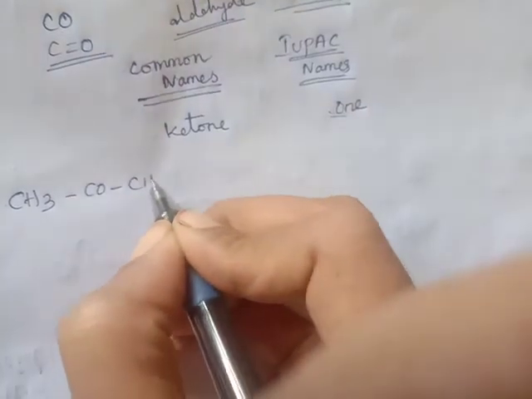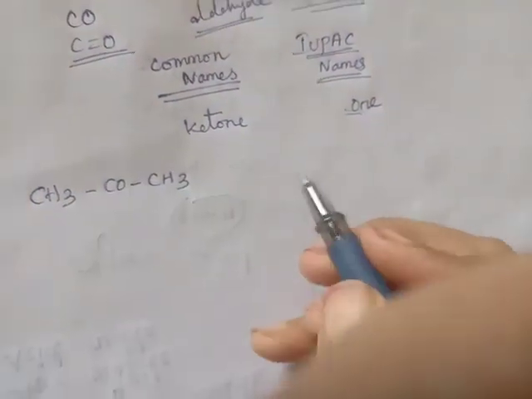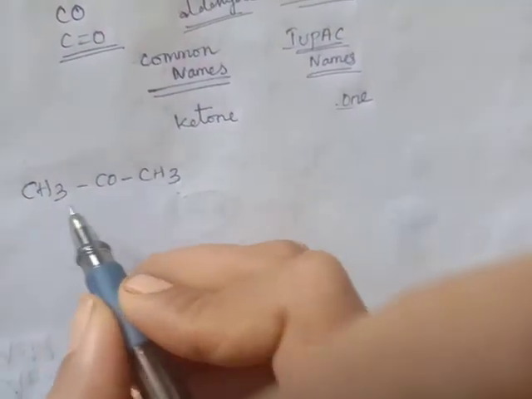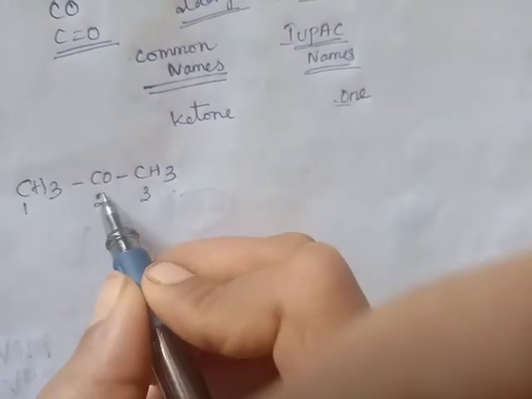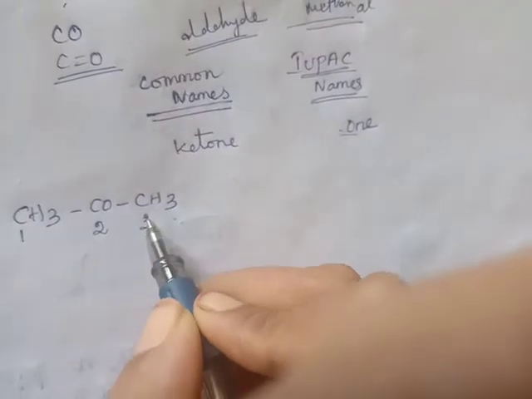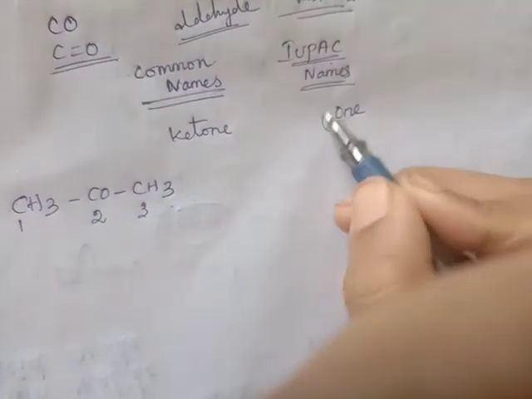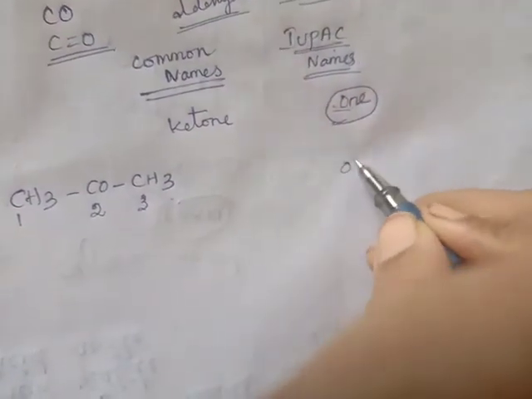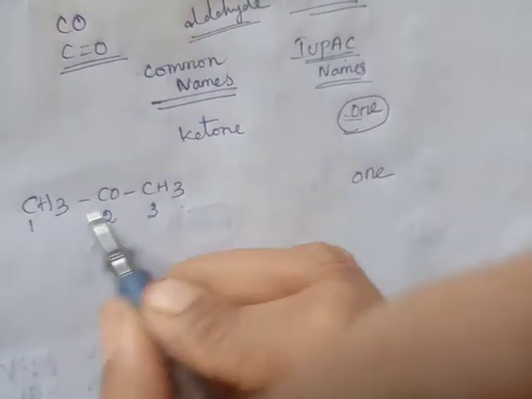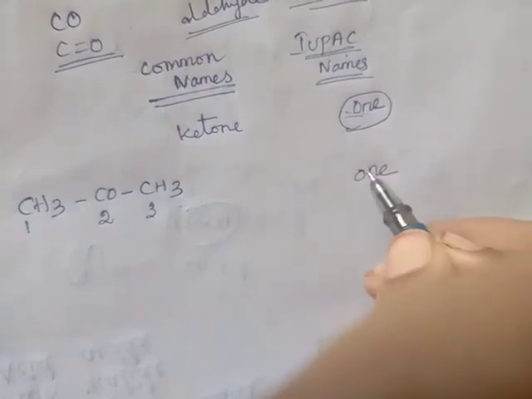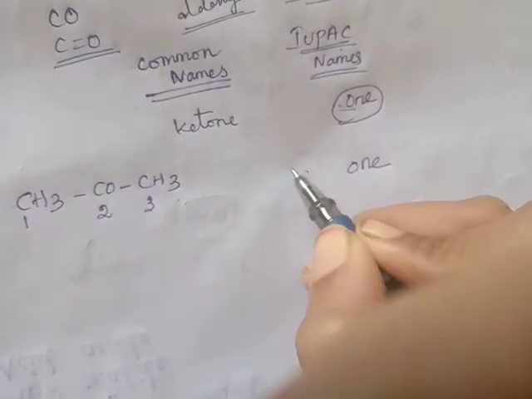CH3COCH3. Now count how many carbon atoms are present: 1, 2 and 3. So methane, ethane, propane will come. But here the IUPAC name will end in ONE. Here we count how many carbon atoms are present: 3. So methane, ethane, propane. Propane will come, but here ONE will come at the end. So propanone will come.